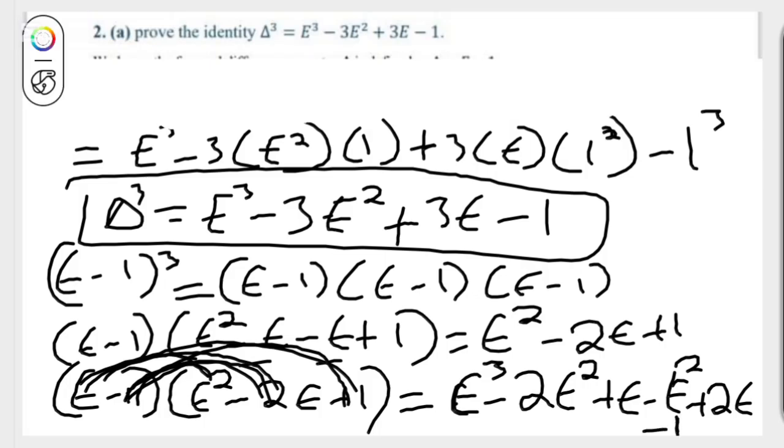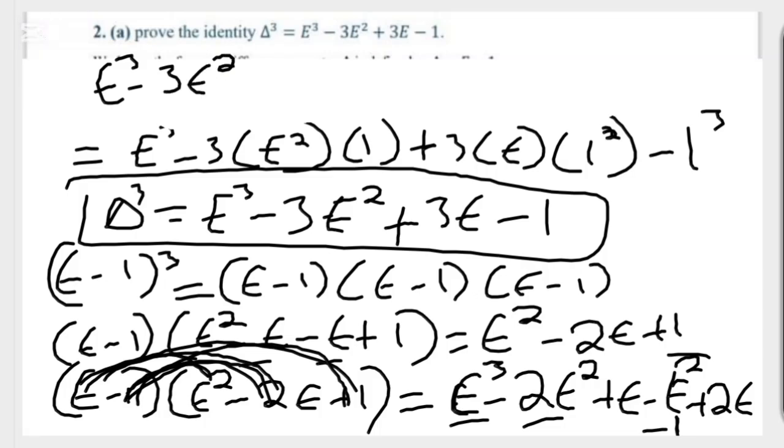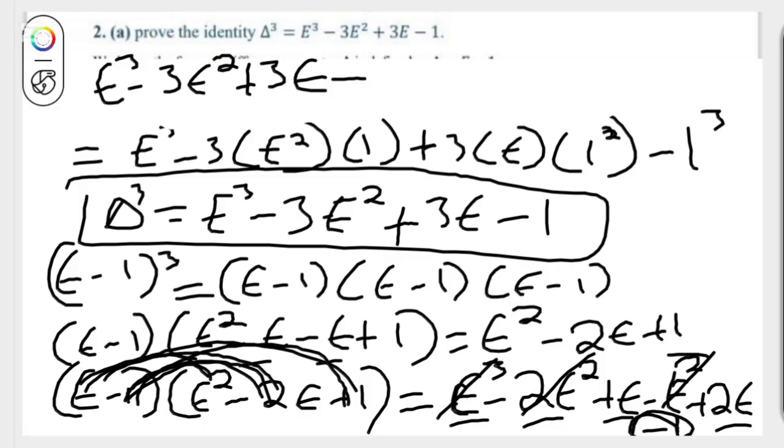So at the end, as you can see, it will be e cubed, and then this e squared and this e squared, they are in common. If I say minus 2e squared minus e squared, it is the same thing as minus 3e squared. And therefore I'm done with this. So let's come to e: e plus 2e, I'll get positive 3e, and therefore I have only one, which is minus 1.